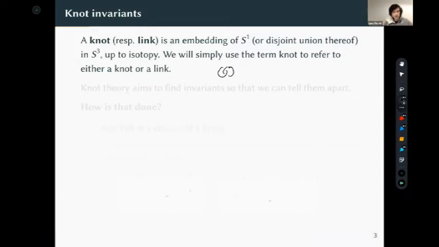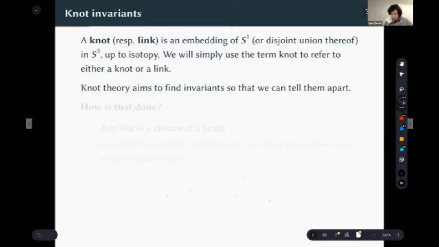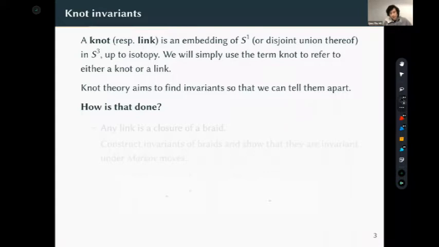And the word isotopy means that you're allowed to move your circle around, but you don't allow different parts of the circle to touch each other. So for example, if you have such an interesting link like so, then you're not allowed to disentangle them. And I was a bit sloppy with the terminology, so in this talk, I will just use the term knot to refer to either a knot or a link. And knot theory in general aims to find algebraic invariants so that we can tell different knots apart. We want to find invariants that are hopefully easy to compute and yet powerful, so that we can distinguish many knots. Obviously there are many ways to find such an invariant, but here is one way.